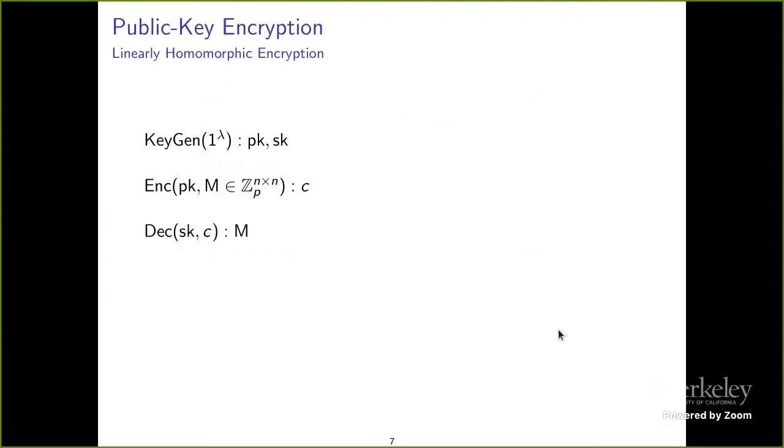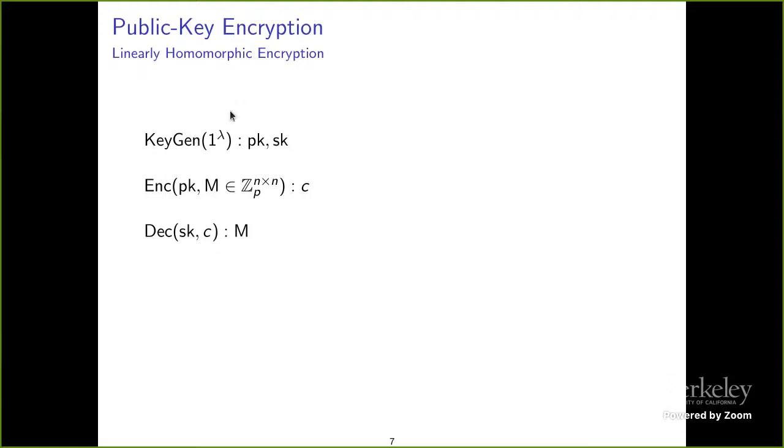To explain this protocol, I'll first go into what linearly homomorphic encryption is, which is something that we use. A linearly homomorphic encryption is a kind of public key encryption scheme with special properties. In a public key encryption scheme, you have two keys, a public key PK and a secret key SK. In our scheme, you can use the public key to encrypt a message, which is an n by n matrix over the integers modulo p, and then you get a ciphertext C. Now if you use the secret key to decrypt it, you get back the matrix.